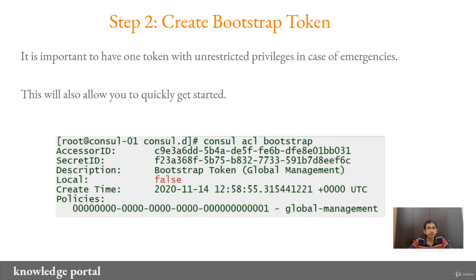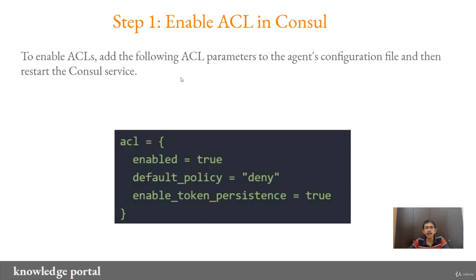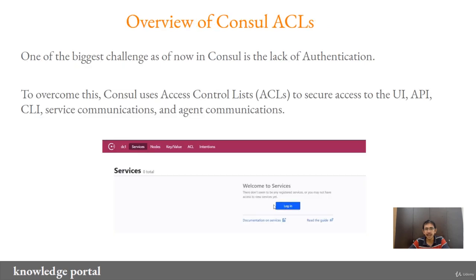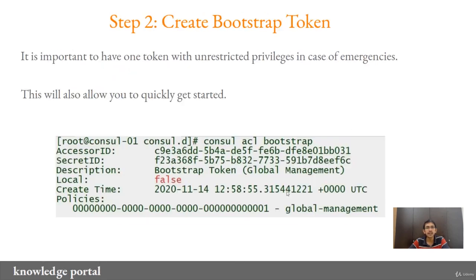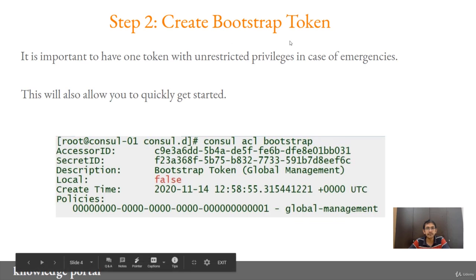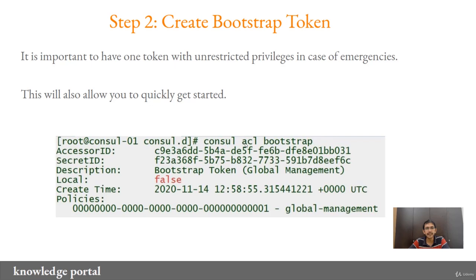Now, the second important step is to create a bootstrap token. In step 1, you had enabled ACL. Now it is asking you to log in. How will you log in without any token? That is what you do in the second step, where you create a bootstrap token. The command is consul acl bootstrap. This basically gives you the token. Under the secret ID you see the token which has a global management role, which basically provides unrestricted privileges, and this you can use to get started.